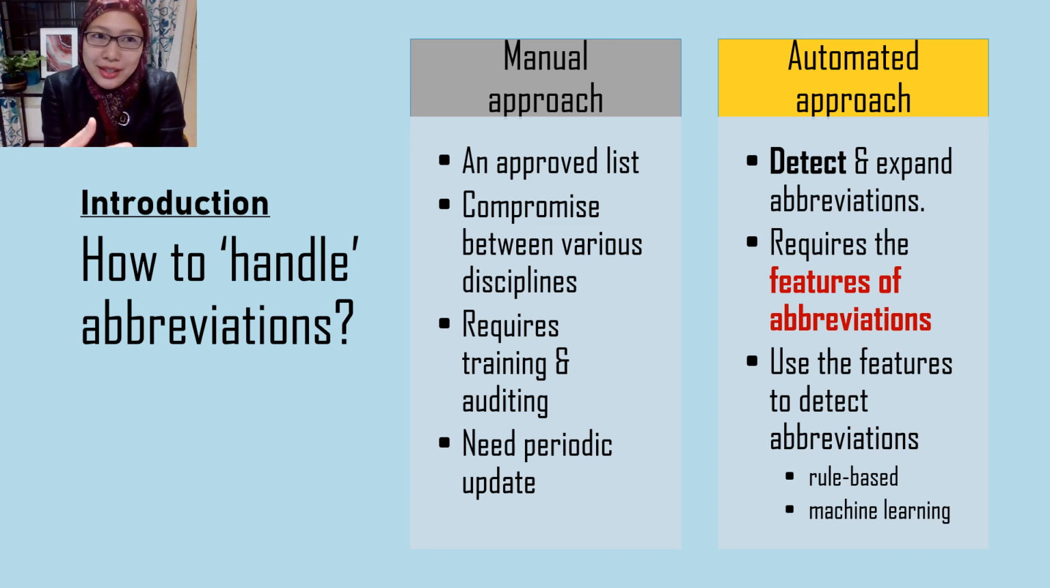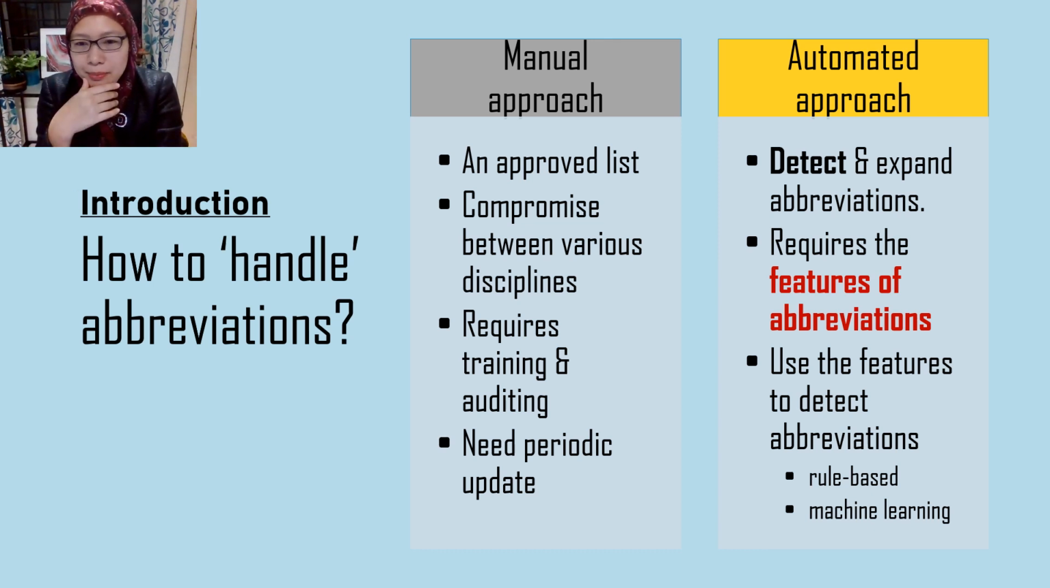And this usually occurs in abbreviations related to prescriptions, because there were many studies on the safety and quality of patient care. There is potential harm when it comes to using abbreviations and misinterpretation of abbreviations in writing prescriptions. So a lot of these approved lists or manual approaches are usually for those in the prescription.